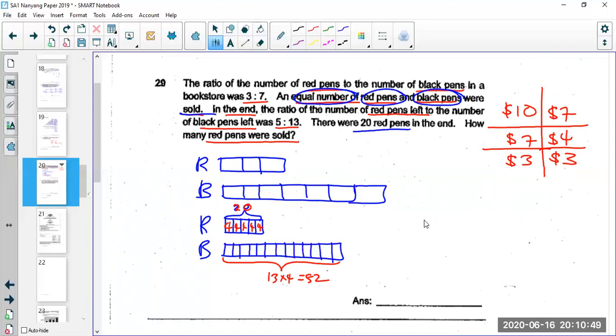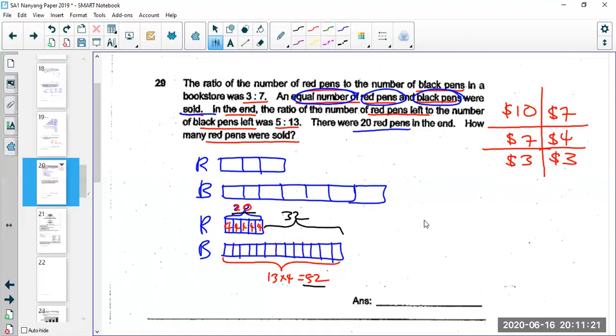Now the difference is unchanged. Remember, Mr. Ong told you every time there's an equal number of red and black that were sold, the difference is unchanged. So can you find the difference? You take 52 minus 20, the difference is 32. I need you to understand this part. Once you understand, you can do questions like this already. So the difference is 32.